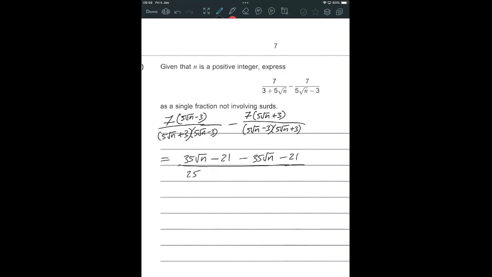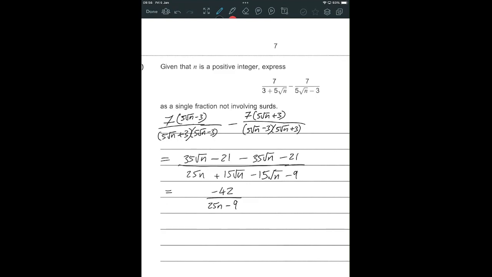I'm getting 25n. I'm going to write it out in full, although I do know that these middle terms are cancelling. On the numerator, the 35 root 10s disappear and I'm left with minus 42. On the denominator, the 15 root 10s disappear and I'm left with 25n minus 9.